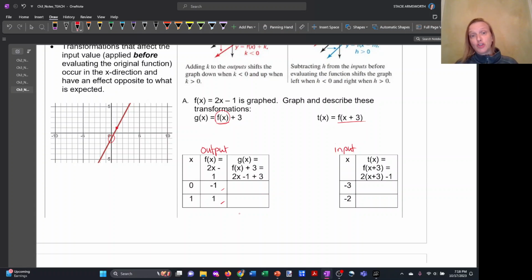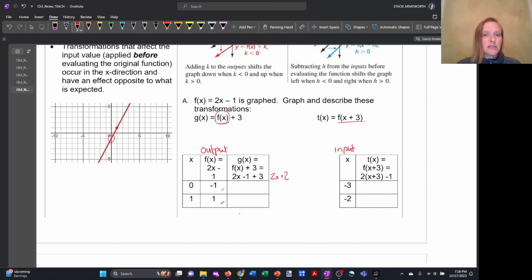But now I want to graph g of x. So what I'm going to do is basically evaluate f of x and just add 3 onto what I had in the first place. So I'm doing f of x plus 3. That basically means I'm doing the 2x minus 1 and adding 3 to it. So in a sense, essentially I'm doing 2x plus 2.